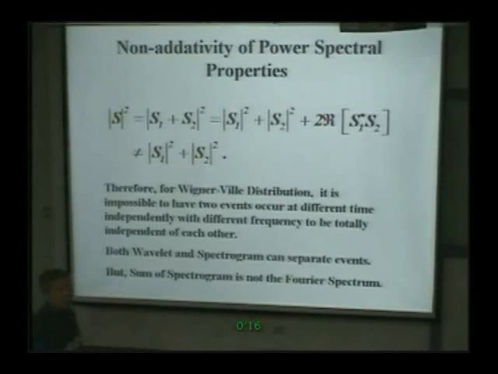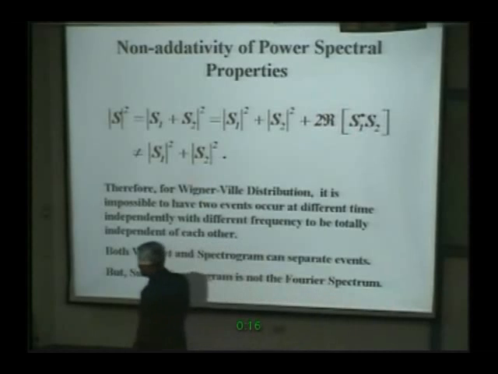And that is what Leon Cohen came up with. A very strange argument. Because in the Fourier spectrum, if we have two signals, they will have some crosstalk. Therefore, Wigner-Ville should also have crosstalk.